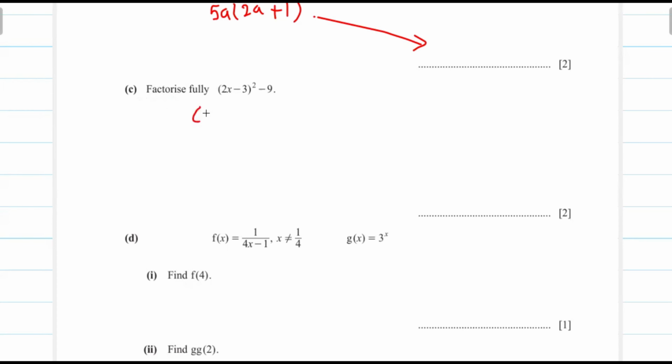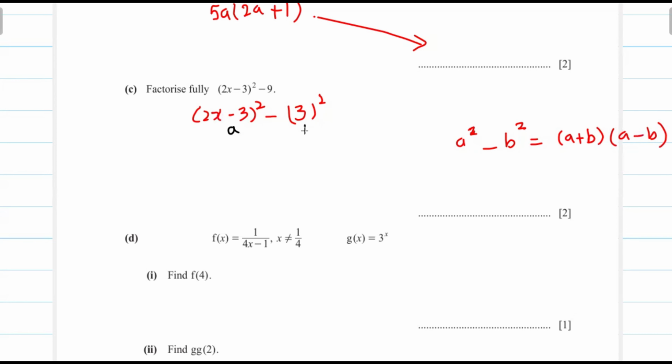We can write this equation 2x minus 3 whole square minus 9. We can write 3 whole square. We use the identity a square minus b square, that's a plus b into a minus b. Therefore, we use the identity to factorize this. Therefore, the first term here is 2x minus 3 and the second is 3.